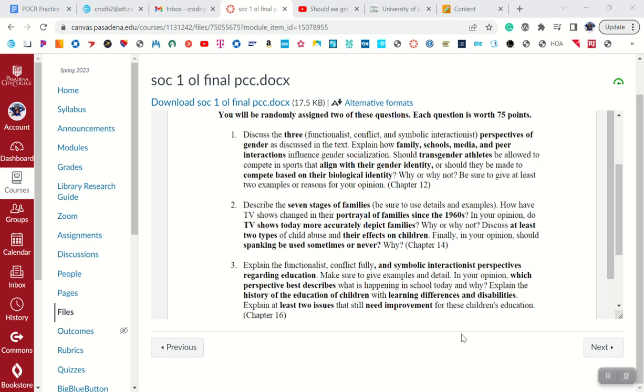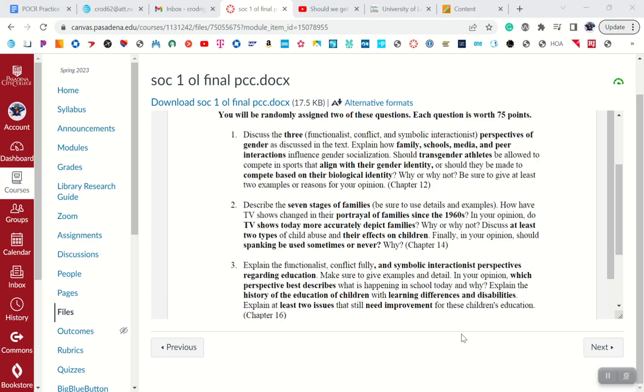So, in your opinion, do TV shows today more accurately depict families from the 1960s? Why or why not? Explain your ideas. Discuss at least 2 types of child abuse and their effects on children. Those are identified in the text, so you want to go back and review that. And 2 types and their effects on children.